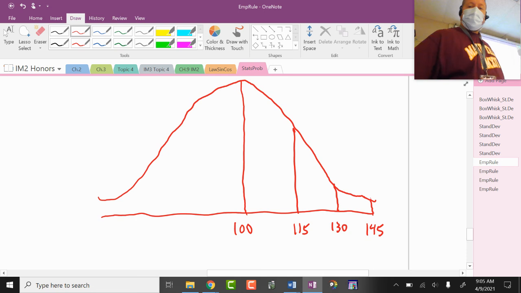And then subtract 15. Do the best you can on your standard normal curve, like what it looks like. Subtract 15.